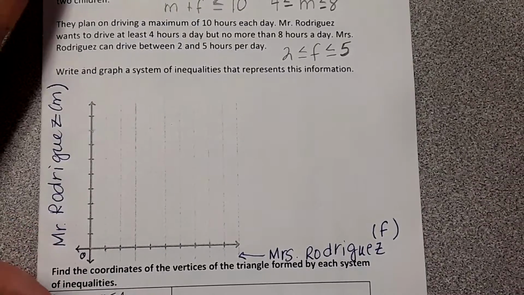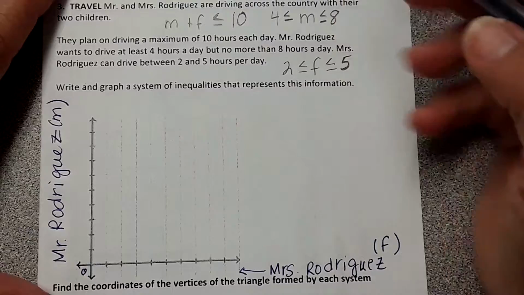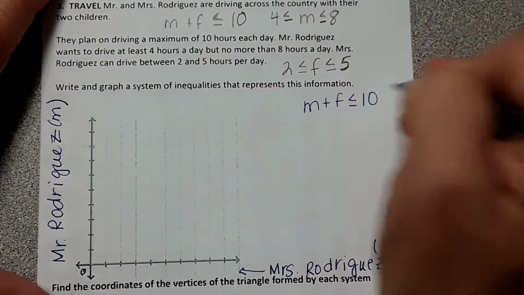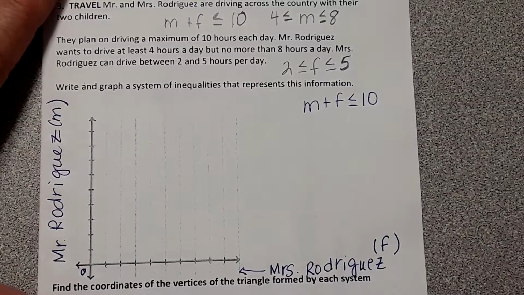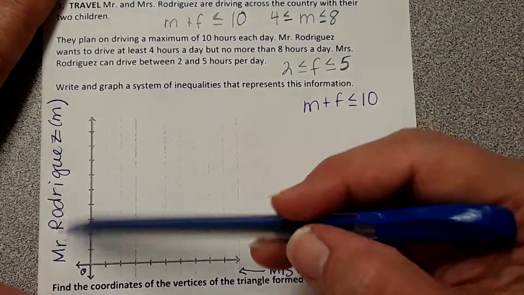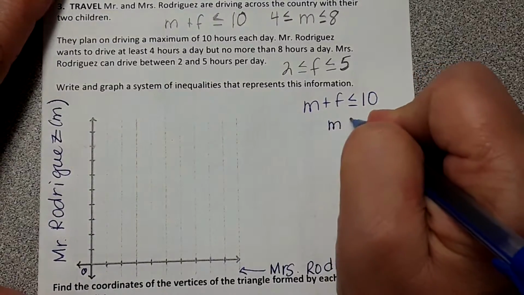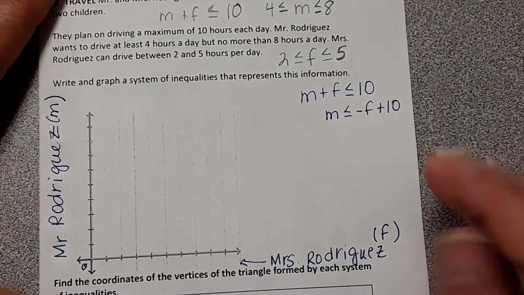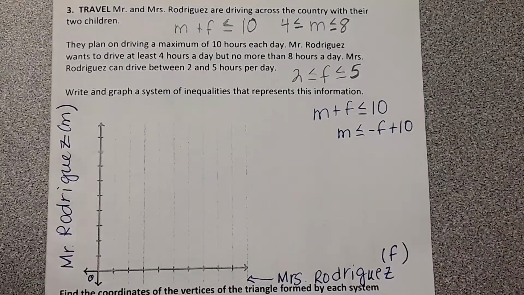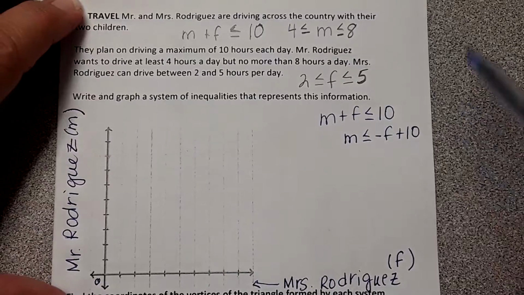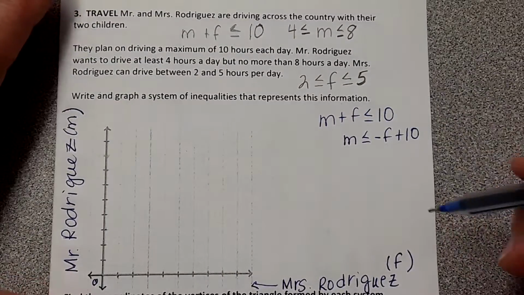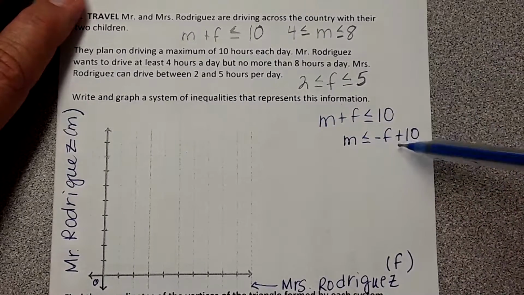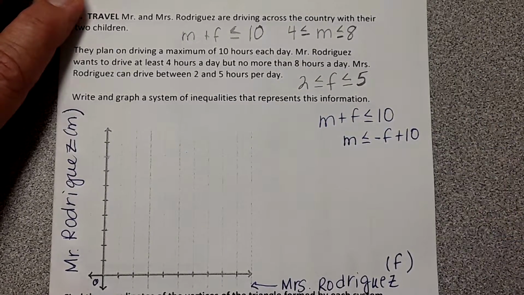Okay, so how are we going to solve the M plus F is less than or equal to 10? How will I do that one? M is in on our Y, right? So we're just going to say M is less than or equal to negative F plus 10. I'm just going to make it look like us in slope-intercept form. That's all I did, was I moved the F to the other side. Now it's in slope-intercept form. M is where my Y is, and the F is where my X is. So I'm going to start at 10.